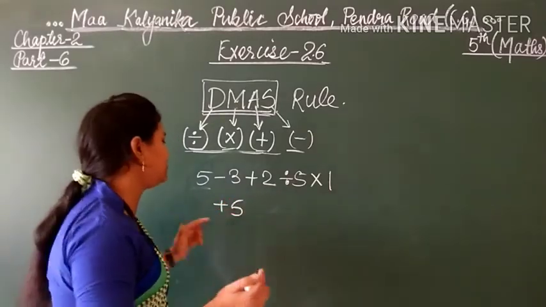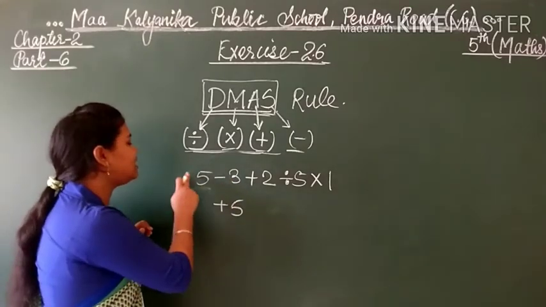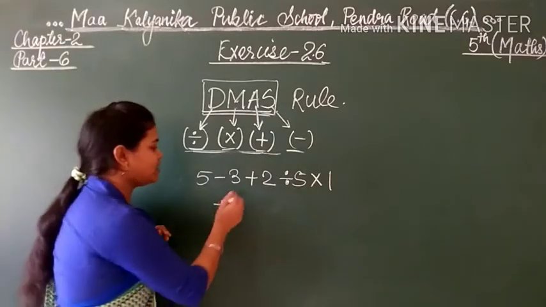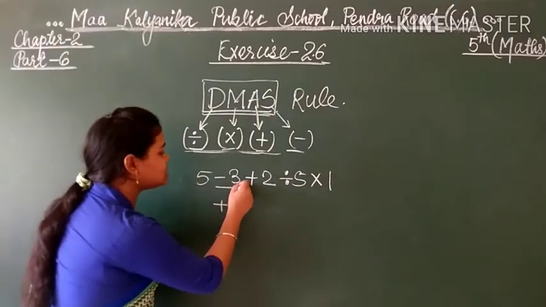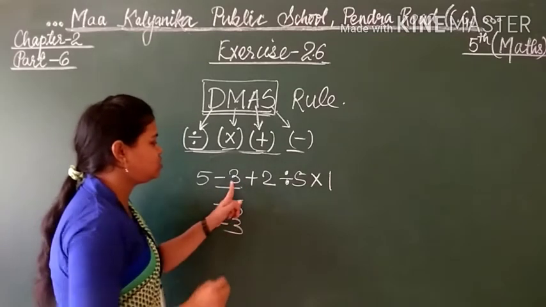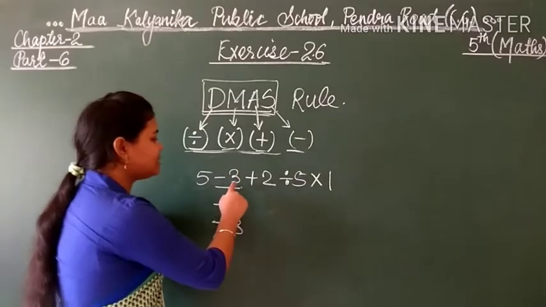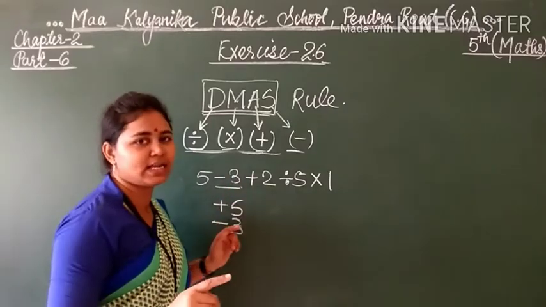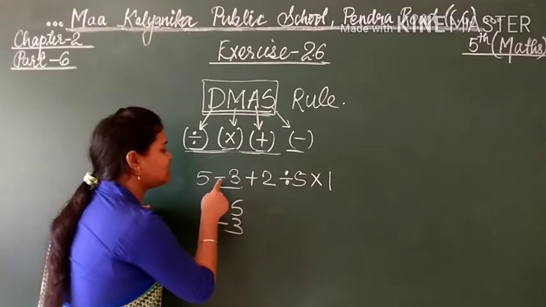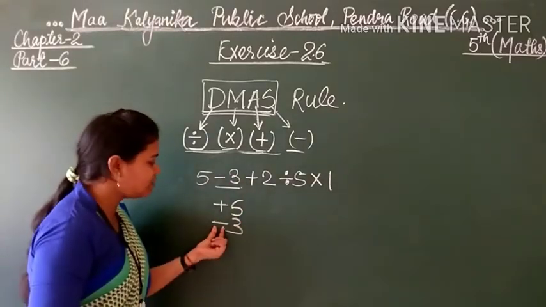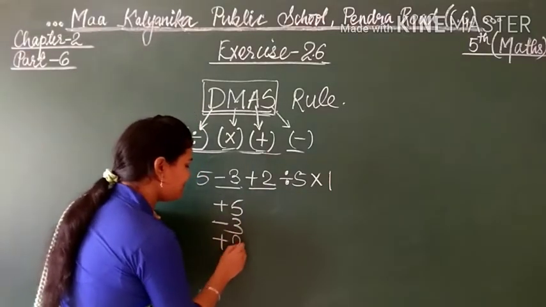Here no sign is there in front of 5, no plus, no minus, no multiply, no divide. So this is plus 5. Now 3 is minus 3. 3 is not plus 3. Sometimes students are confused that after 3 the plus is there, so 3 is plus. No. The sign of 3 is minus, students. See, minus 3. Now the sign of 2 is plus 2.